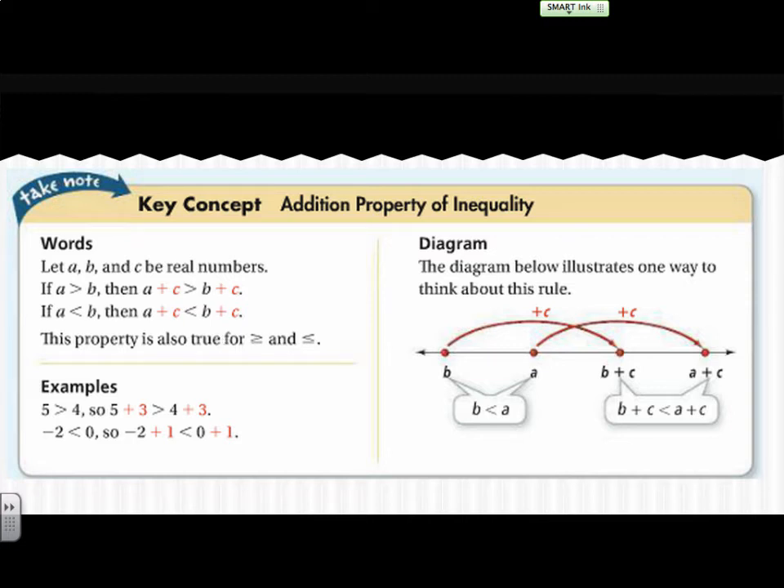Now, when we're adding on inequalities, we're solving just like we did when we had an equal sign, as opposed to having the greater than or less than symbol. So if I had x minus 2 and I need to move the 2, I can add to both sides and it doesn't change anything.